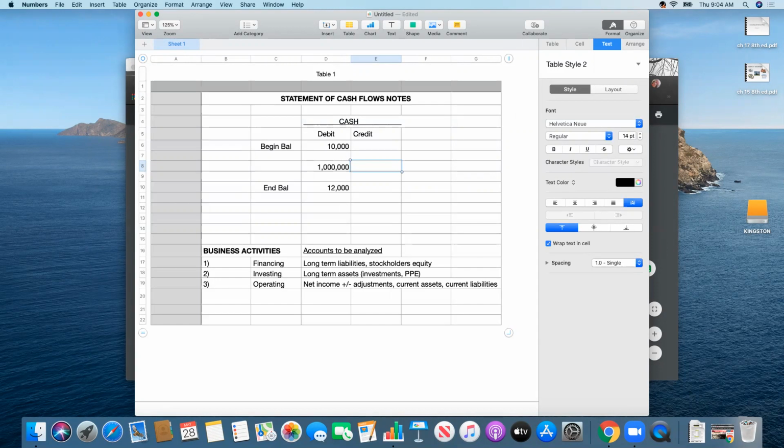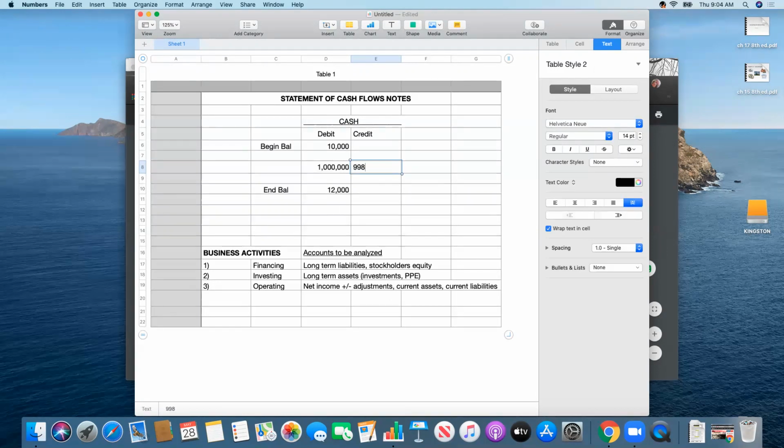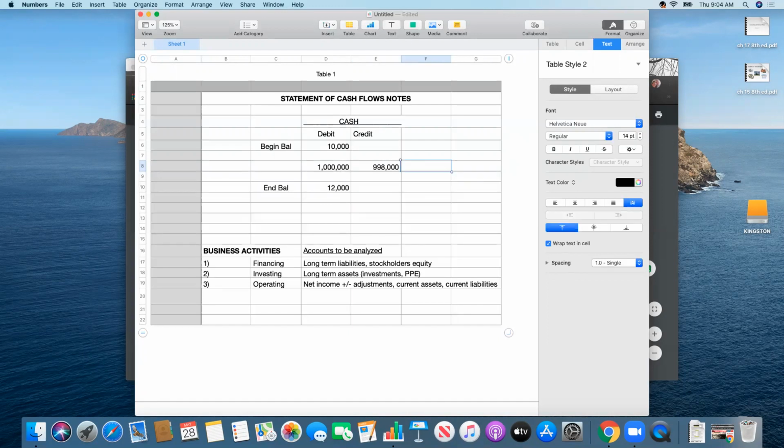But let's say that totaled $1 million. And what if you wrote checks for $998,000? Well, that would explain why cash increased by $2,000, right? It went from 10 up $1 million, down 998, gives you this ending balance of 12. So what the statement of cash flow is going to show you is, where did this $1 million come from? Where did this $998,000 go? And again, I'm just using these numbers to illustrate a point.